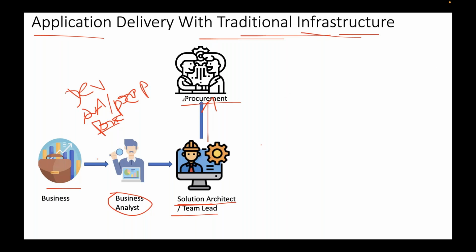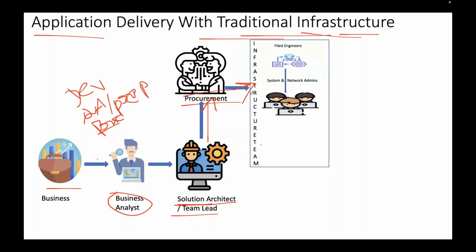Then they are going to work with the infrastructure team. We can call them the infrastructure team or cloud engineers. Infrastructure engineer or cloud engineer, both are the same. What are they going to do? This procurement team is going to work with this infrastructure team. This infrastructure team is going to create the infrastructure as per their requirement, right? So here system engineers are there, network engineers are there.